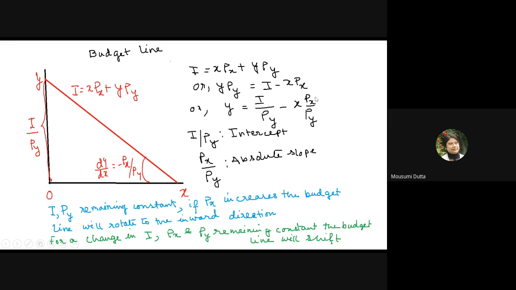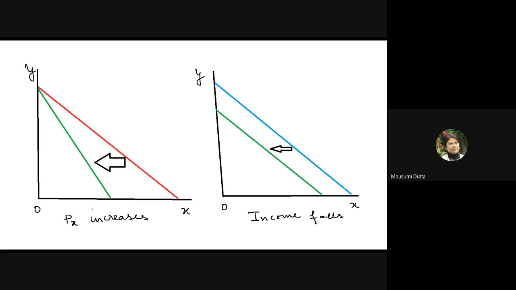If there is a change in Px, there will be a change in the slope of the budget line. So if Px falls, other things remaining constant, the slope is becoming flatter, so the budget line will swing to the outward direction. On the other hand, if Px increases, there is an increase in the slope of the budget line, and the budget line will rotate to the inward direction. So if Px increases, it will rotate inward. If Px falls, it will rotate outward.